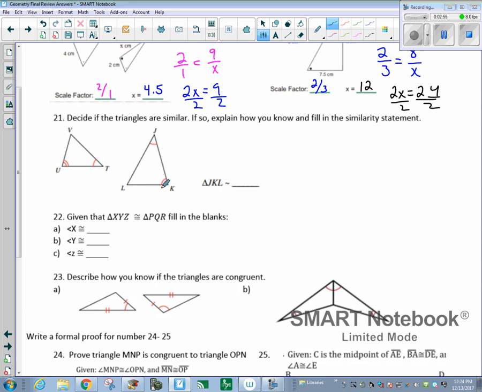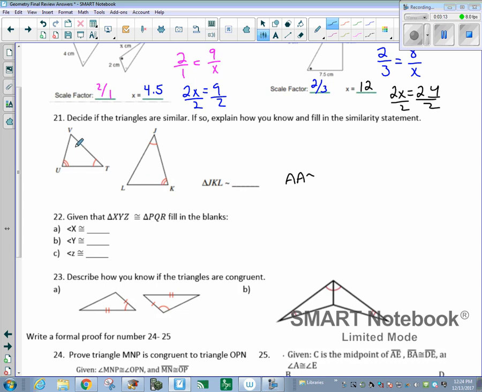All right, so moving along, we need to decide whether these triangles are similar and how we know. Well, if I do a little rotating, this angle K will match angle U, and angle J will match angle T. So we have enough to prove that these triangles are similar to one another. These triangles would be similar by angle similarity, just like the two above.